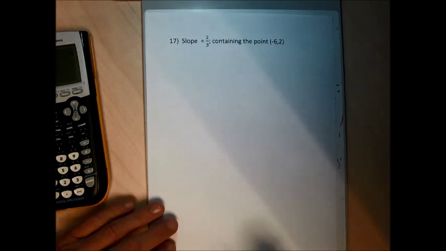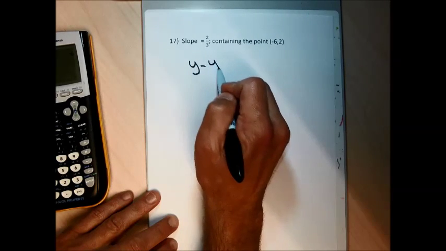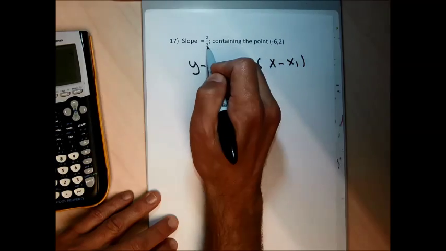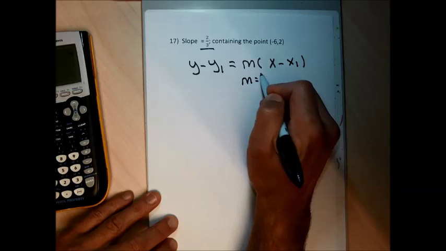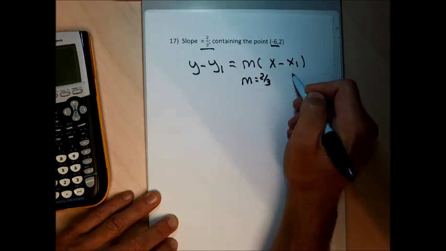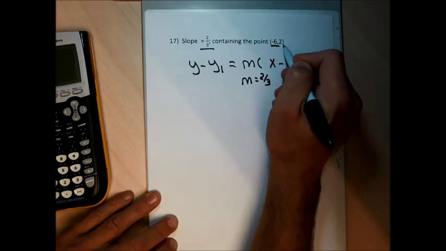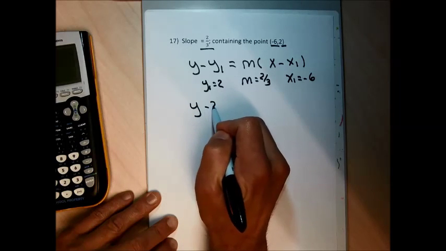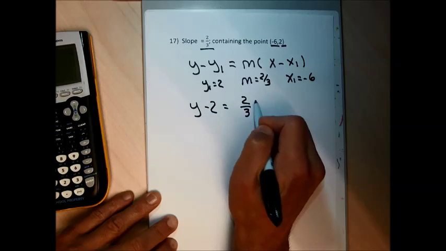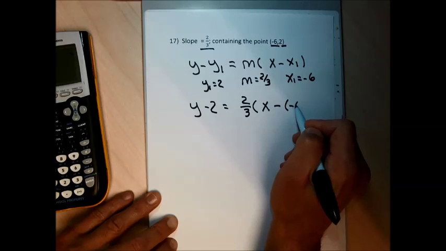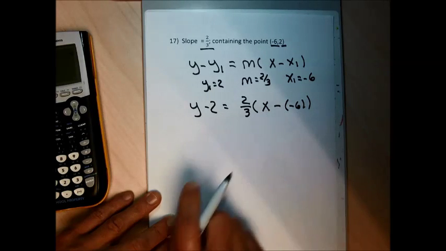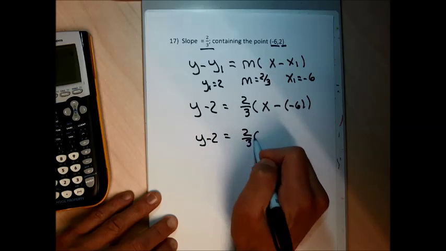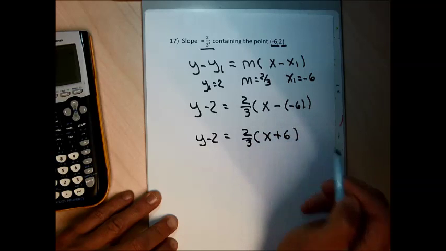For problem 17, I'm also going to use the y minus y1 equals m times x minus x1 formula. For m, I'm going to plug in 2/3. For x1, I'm going to plug in -6. And for y1, I'm going to plug in 2. I'm going to go y minus 2 equals 2/3 times x minus a -6. I have that double negative. I'm going to put that second negative in a parentheses. This is going to give me y minus 2 equals 2/3 times x plus 6.